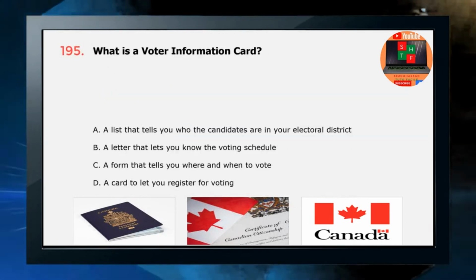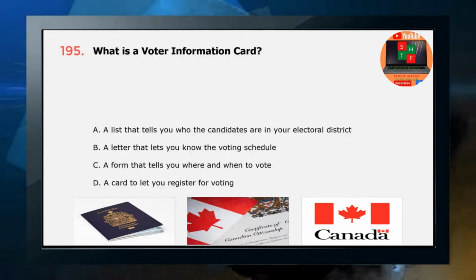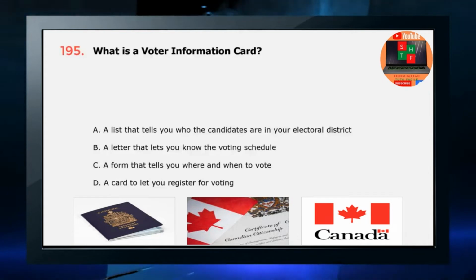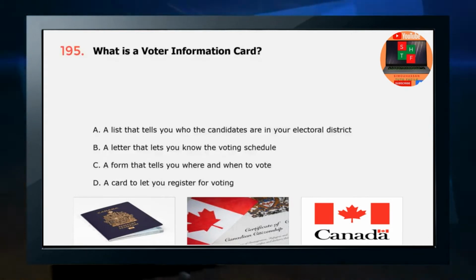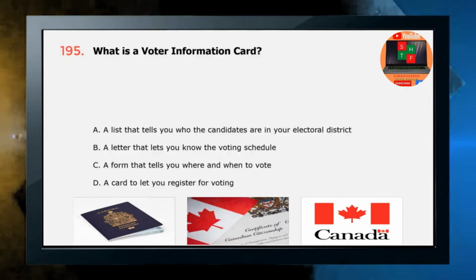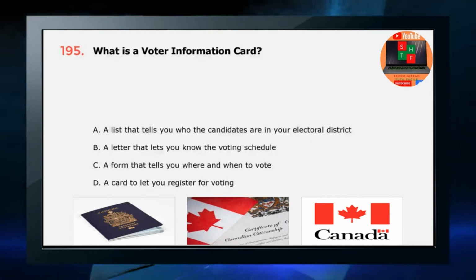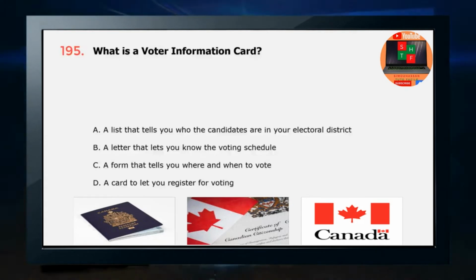Question 195. What is a voter information card? A. A list that tells you who the candidates are in your electoral district. B. A letter that lets you know the voting schedule. C. A form that tells you where and when to vote. D. A card to let you register for voting.